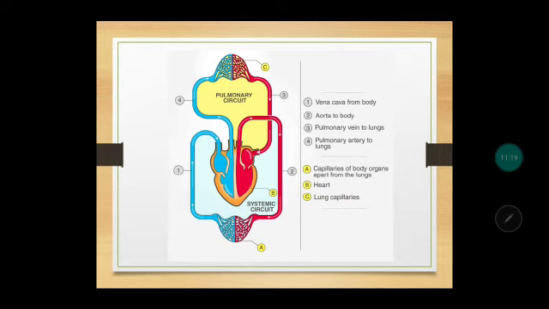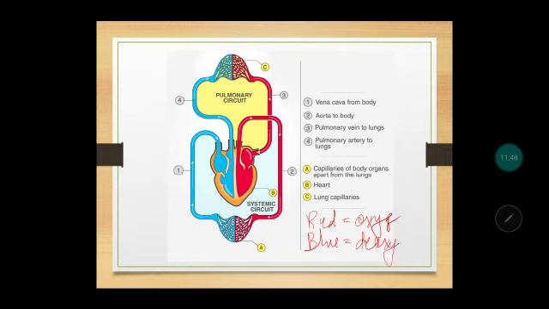See, here we are showing the heart. This red part shows the left side of the heart, and this blue part shows the right part. Now this red means oxygenated blood. Red color represents oxygenated blood, and the blue region represents deoxygenated blood.